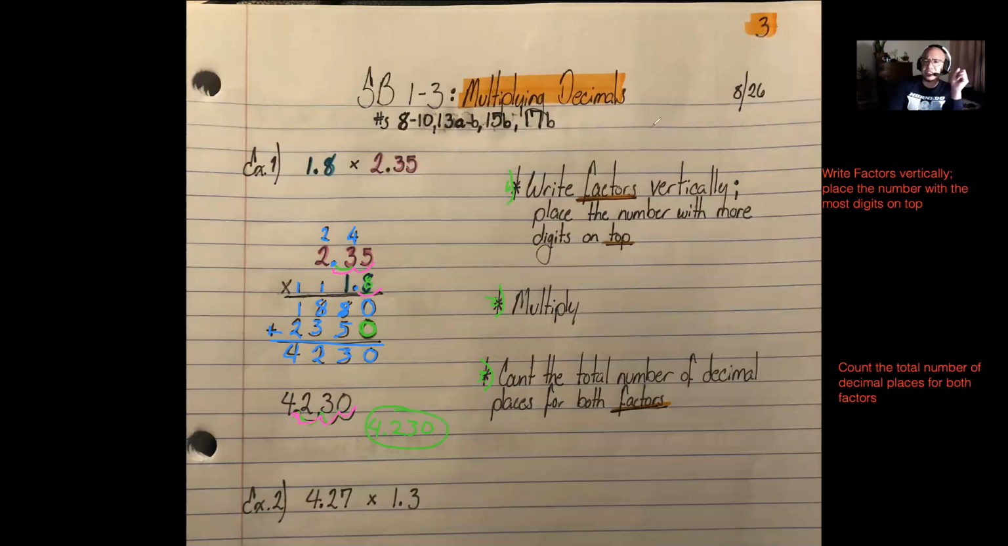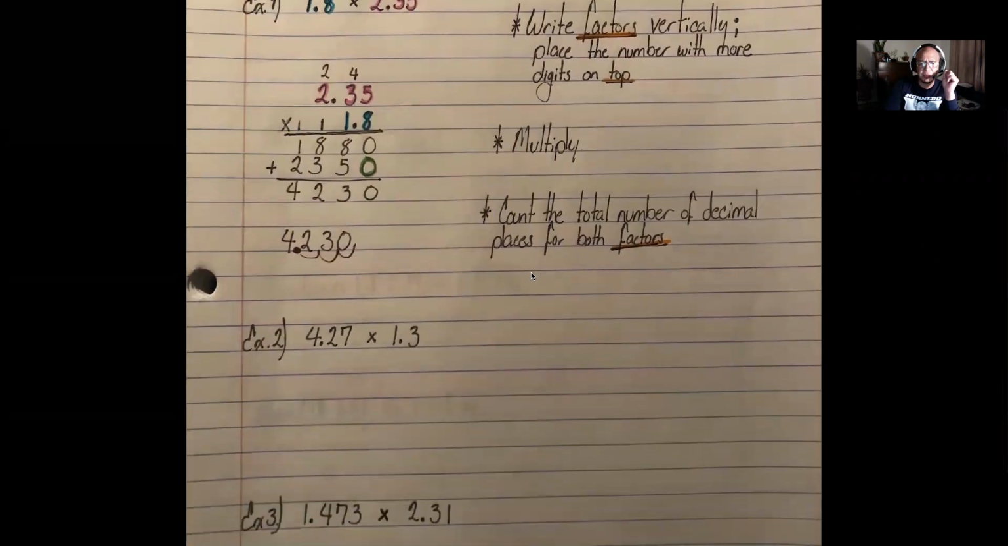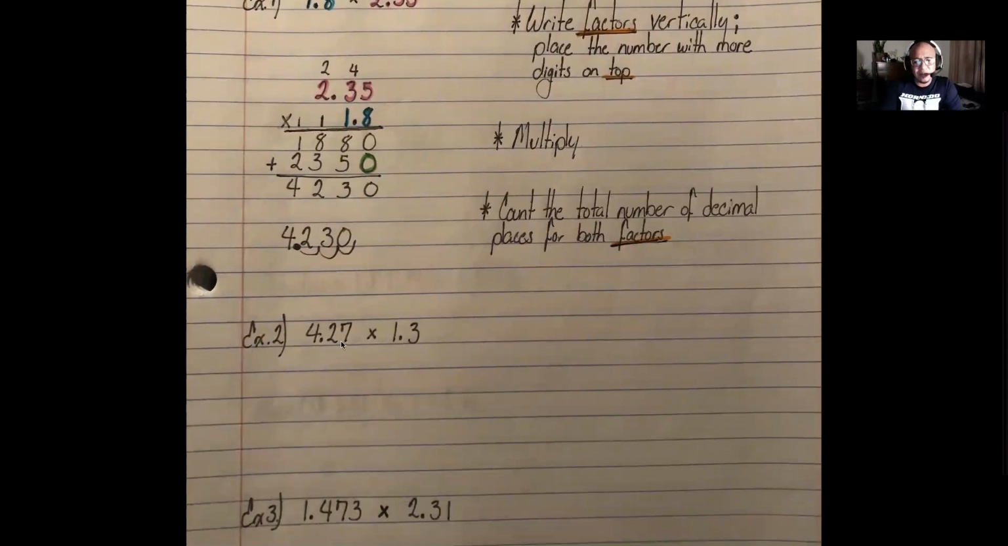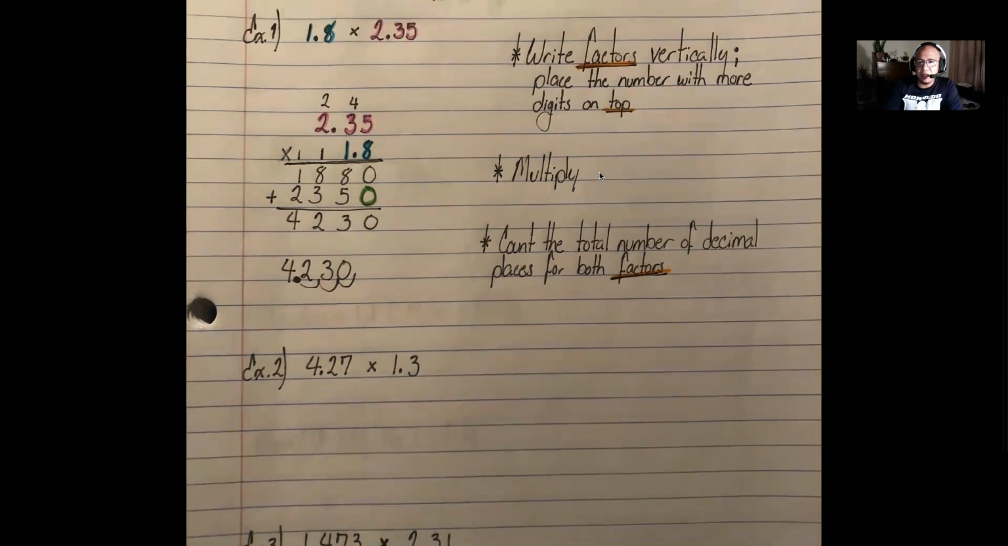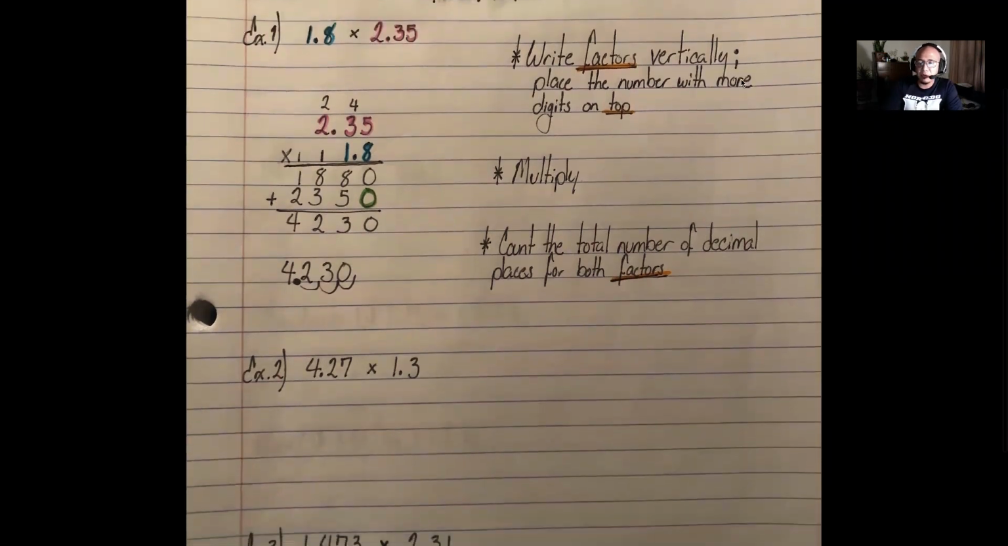Okay, so let's do another example, ladies and gentlemen. Let me clear all of this out. Let us move on to another example. Here we have example number 2. We have 4 and 27 hundredths times 1 and 3 tenths. So step number 1, let's write the factors vertically with the one with the most digits on top. So I'm actually going to work this out here on the side. We have 4 and 27 times 1 and 3 tenths. Good. Notice how I lined them up all the way to the side.